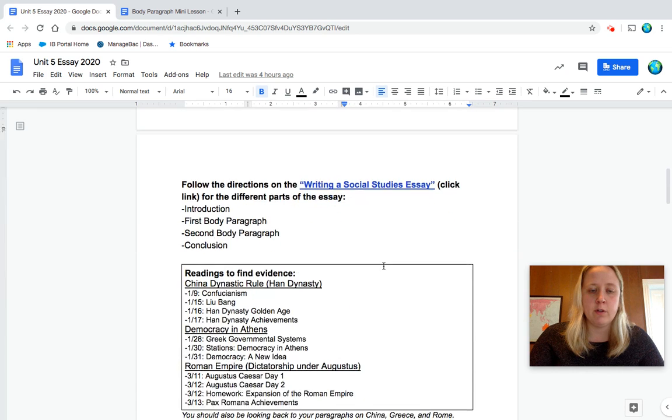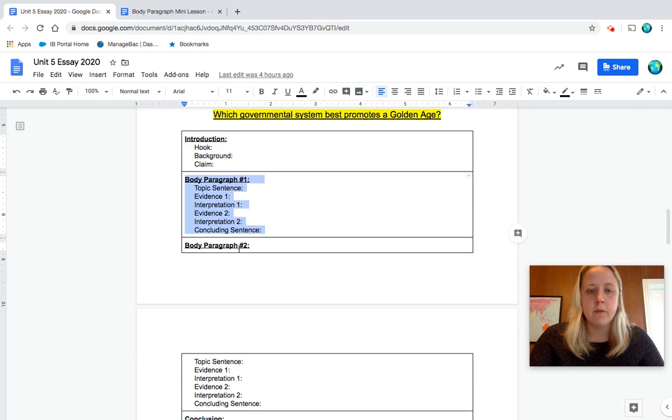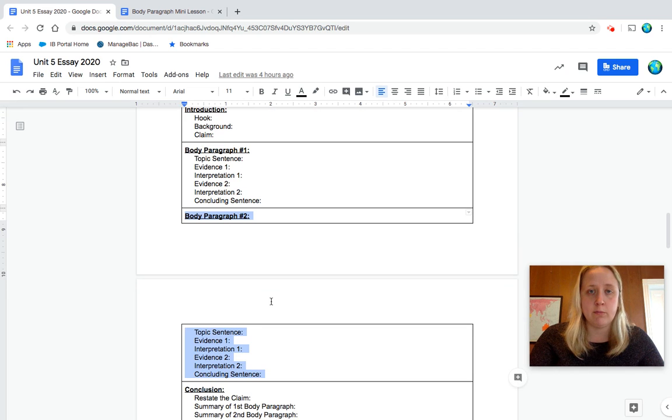These will be the parts on your graphic organizer that go in body paragraph 1, which again is due tomorrow morning, and body paragraph 2, which is due on Thursday morning. Okay, so both body paragraphs done by Thursday morning. Body paragraph 1, today and tonight for homework. Body paragraph 2, you can work on tomorrow, Wednesday, and Wednesday night for homework.